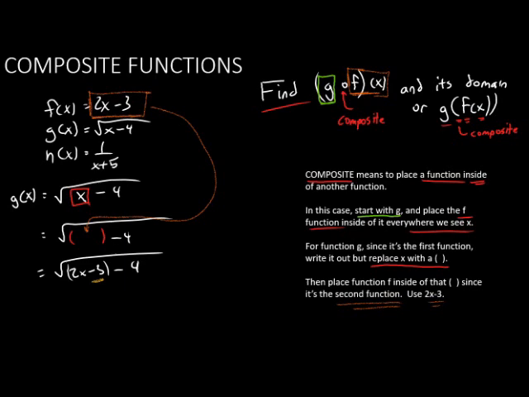However, we can combine the like terms. We'll have a -3 and a -4, and together that makes -7. And so our new composite function is the square root of 2x minus 7. We'll write that as g composite f of x. This is to show we started with g, but we replaced x with the function f, which is 2x minus 3. However, when we simplified it, we ended up with the square root of 2x minus 7. Now that we have our new composite function, we can find its domain as well on the next slide.